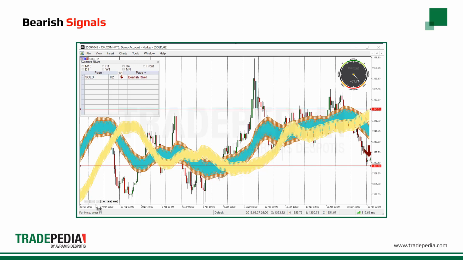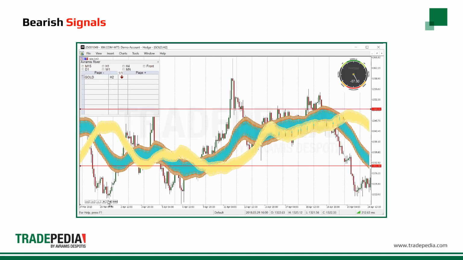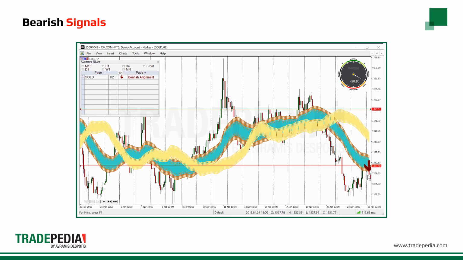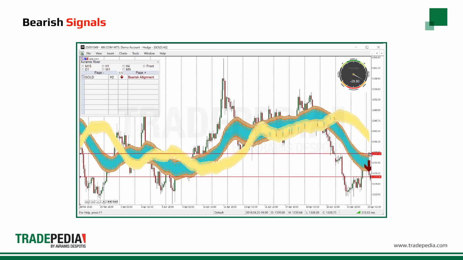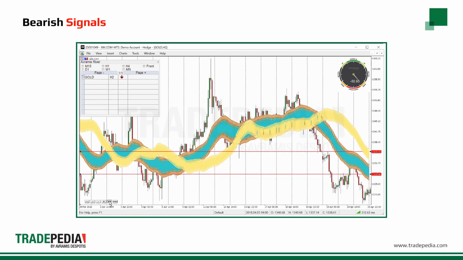As the market continues lower, a new bearish alignment signal is generated. A bearish alignment signal suggests new short positions. An entry level can be placed below the low of the candle, with a protective stop loss placed above the Brown River. The downtrend is considered strong as long as the river and angle reading remain bearish.